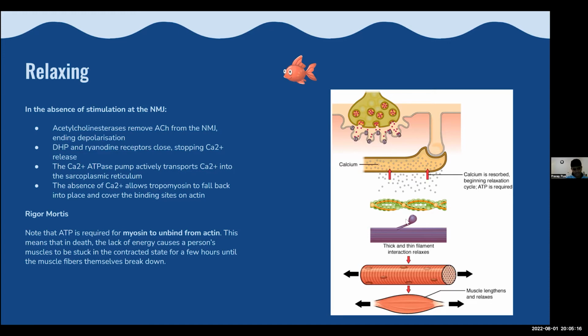Now the last thing quickly is rigor mortis. So basically ATP is required for myosin to unbind from actin. This means that in death, the lack of energy, because there's no more energy being produced when you die, causes the muscles to be stuck in a contracted state for a few hours until the muscle fibers eventually break down. You guys will probably see this in a workshop later, but just for your understanding, because the person can't produce ATP anymore, they can't unbind the myosin from actin, and their muscles are going to be very rigid and contracted for a few hours after death.